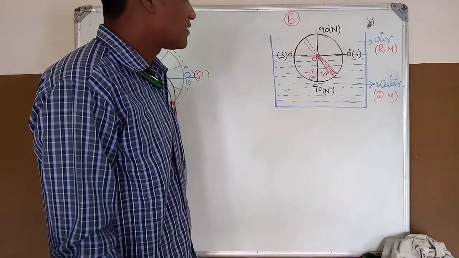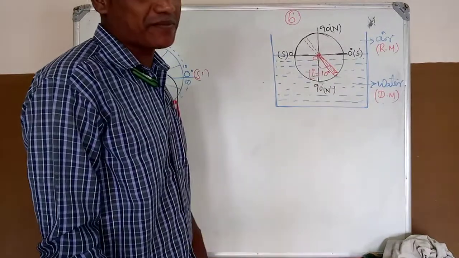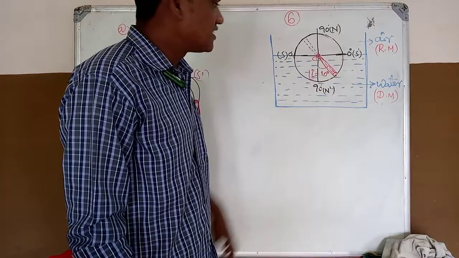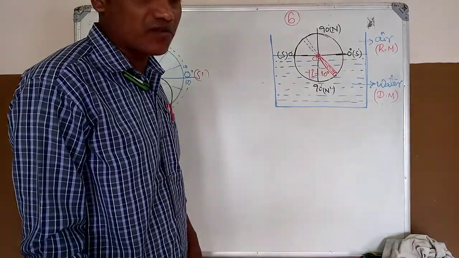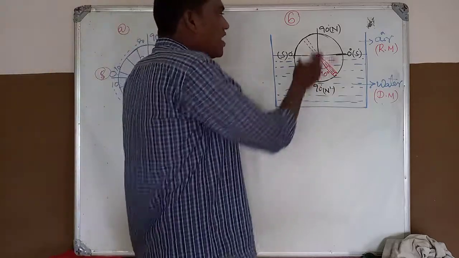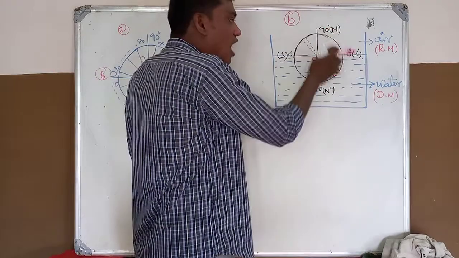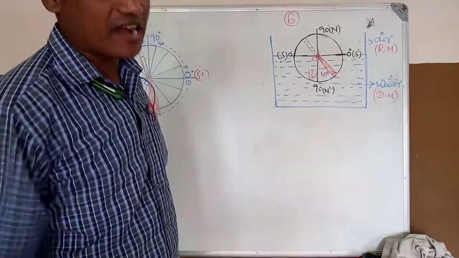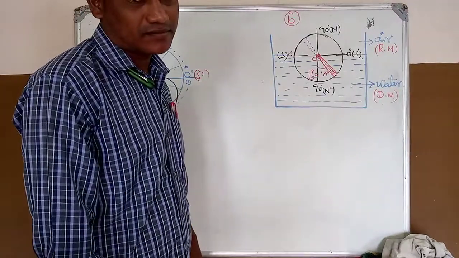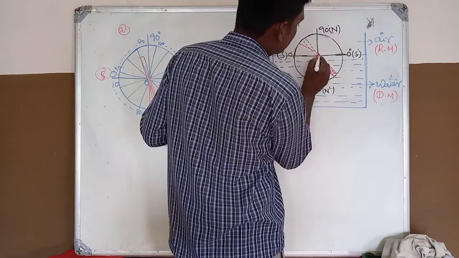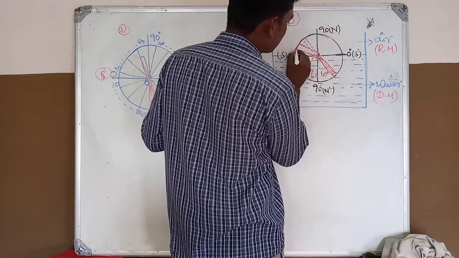But now what we can do here is remove the metallic disc from the water in the trough and observe. What you are observing is that the upper position of the straw and the lower position of the straw do not appear in the same straight line. It will generally appear to us like this.